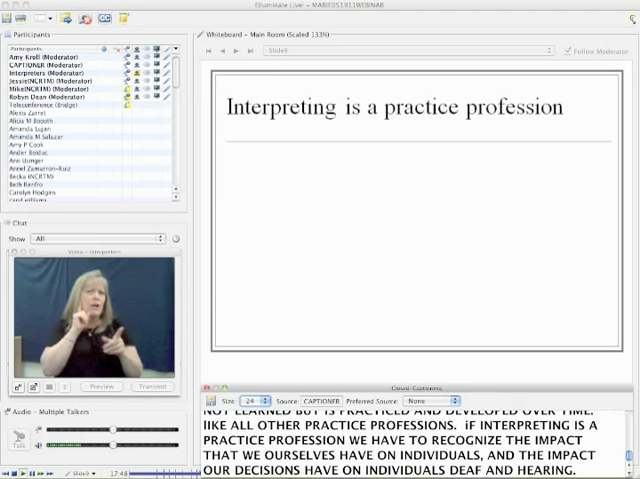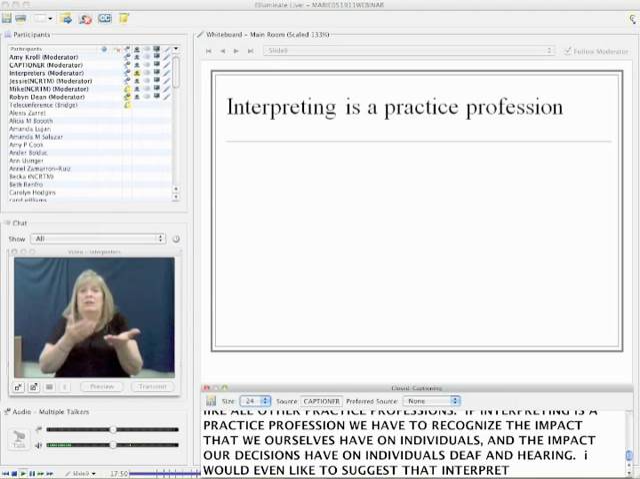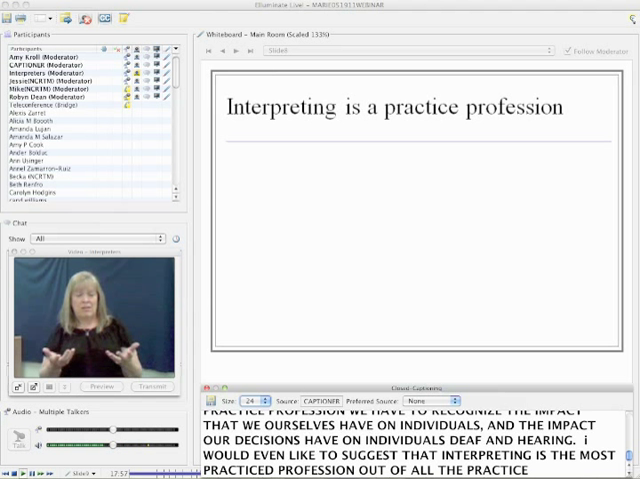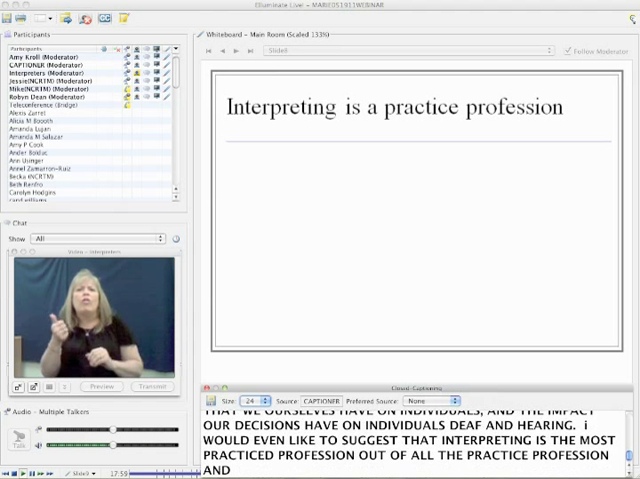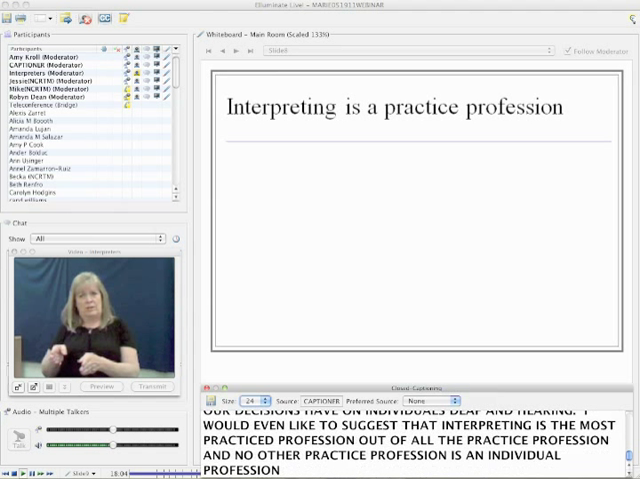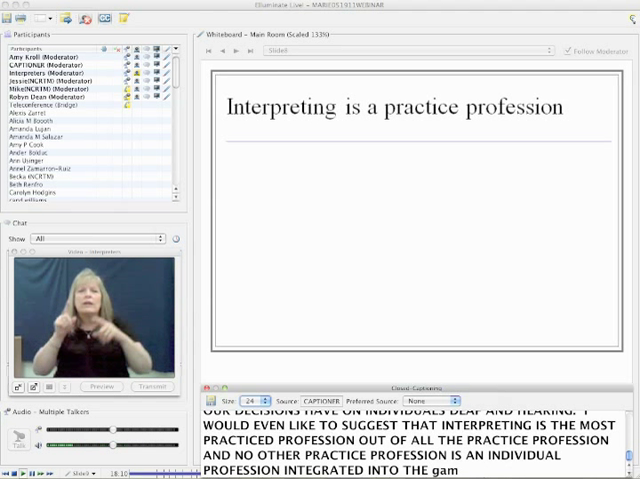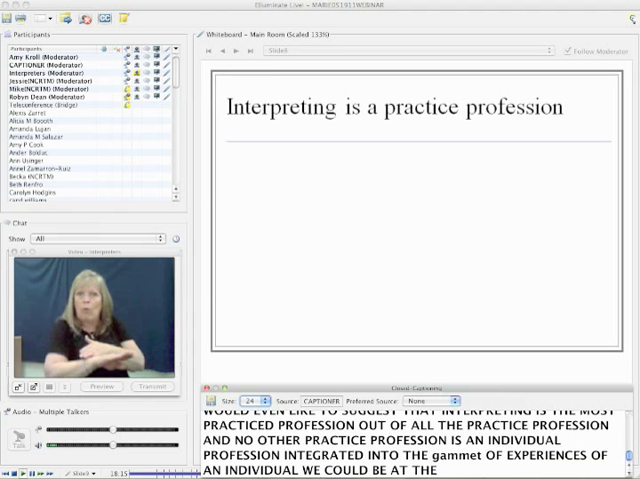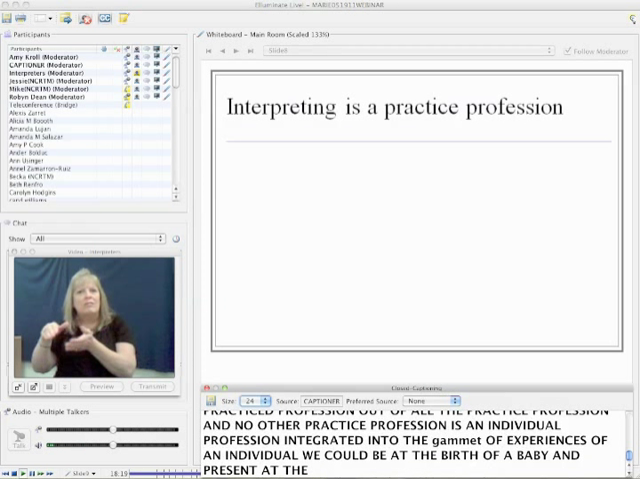I would even like to suggest that interpreting is the most practiced profession out of all the practice professions. In no other practice profession is an individual profession integrated into the gamut of experiences of an individual. We could be at the birth of a baby and present at the funeral of a parent, all in one day.